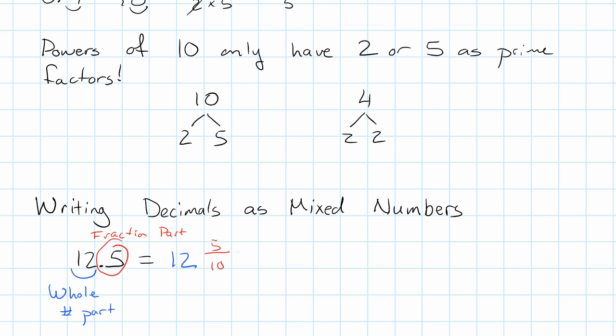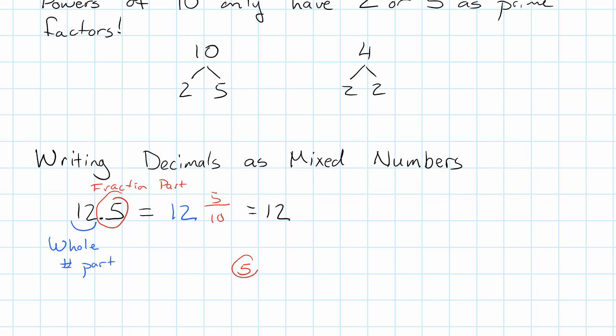And again, maybe we want to simplify. When we simplify, the whole number part doesn't change. As for the fraction part, well, 5 is already prime. 10 is 2 times 5. So 5/10 is 5 over 2 times 5. Everything in the numerator canceled, so we just have a 1. Our denominator is 2. 12.5 is 12 and 1/2. If you already know off the top of your head that 0.5 is 1/2 and you just write that down, that's fine. I promise I'll give you ones that you don't know off the top of your head, though, that you actually need to work through simplifying.